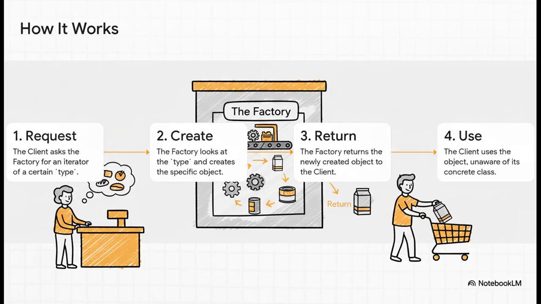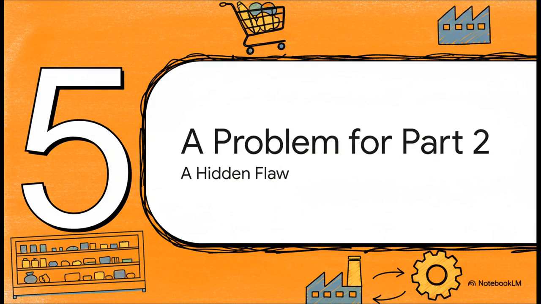And the process is just beautifully simple. First, our client code requests an object from the factory, telling it what kind it wants. Second, the factory has all the smarts, all the if-else logic, to figure out which specific class to build. Third, it returns that brand new object. And fourth, our client uses the object through that common interface, with zero knowledge of whether it actually got a linear iterator or a random iterator.